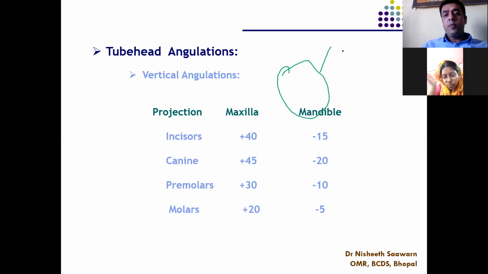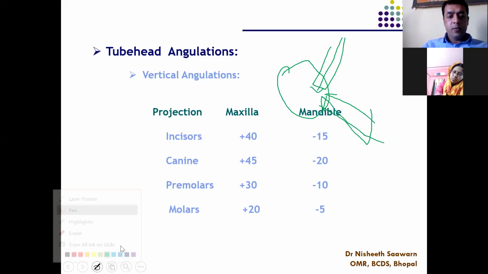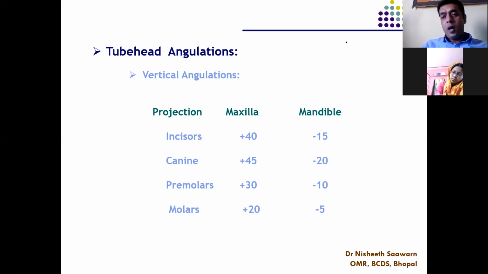and we take the film like this, it is called a positive angulation. And if we keep the x-ray machine like this from down, it is called a negative angulation. So for lower teeth we have to give negative, for upper teeth we have to give positive angulation. For upper teeth we look from up, for lower teeth we take the radiograph from down. So it is called positive and negative. So for maxillary teeth, if we keep a radiograph at 40-degree angulation, the X-ray machine will have angles marked on it.